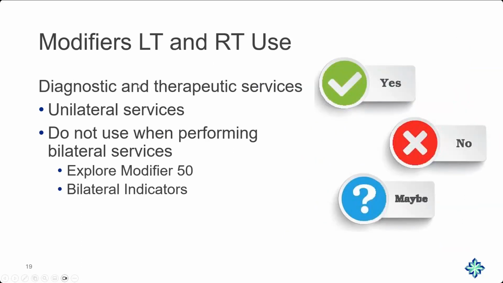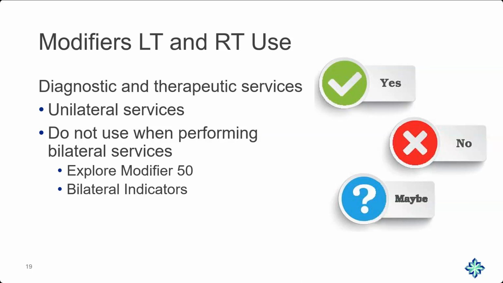You can use these on diagnostic and therapeutic services for unilateral services, in other words, something that doesn't specify right or left. Do not use them when performing a bilateral service. You do want to consider modifier 50 or bilateral indicators. The reason is that depending on the indicator and the verbiage, you may not even need a modifier. So is it literally written as a bilateral service? If it is, by procedure code description, you don't need a modifier on that.